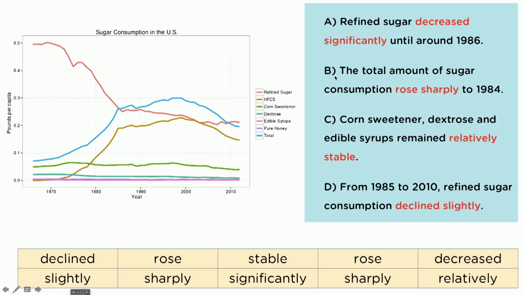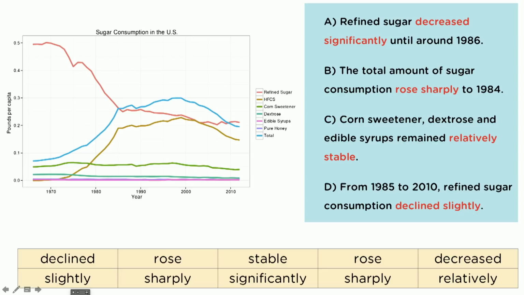B, the total amount of sugar consumption rose sharply to 1984. Also, you could have said that it, well, let's have a look. Declined, rose. Oh, got two rows. Uh-oh. I think I might have screwed this up. I'm sorry. That's okay. Let's keep going. C, corn sweetener, dextrose, and edible syrups remained relatively stable is a nice way to say that.